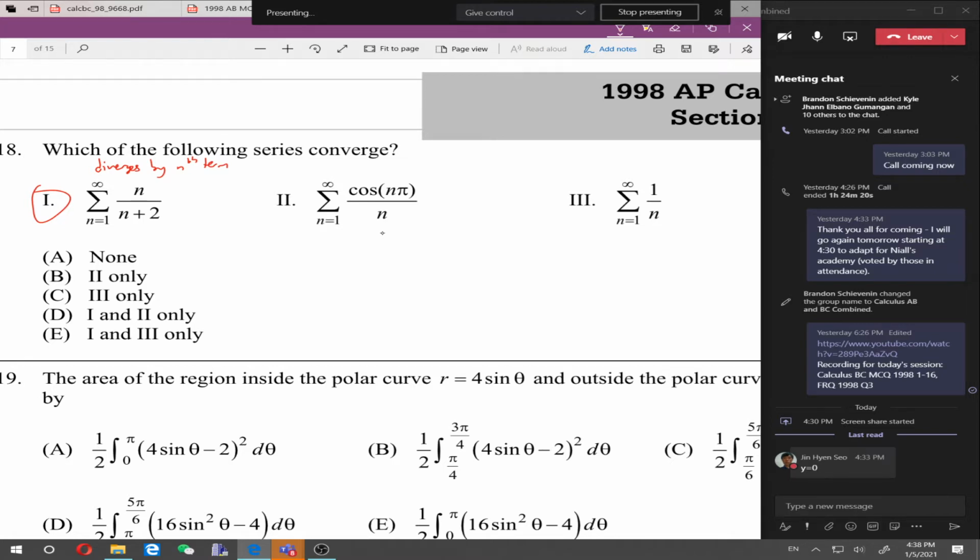Okay, number 2, going for Kyle again. I wrote converge by AST. Okay, it is going to converge by the alternating series test, you're right.